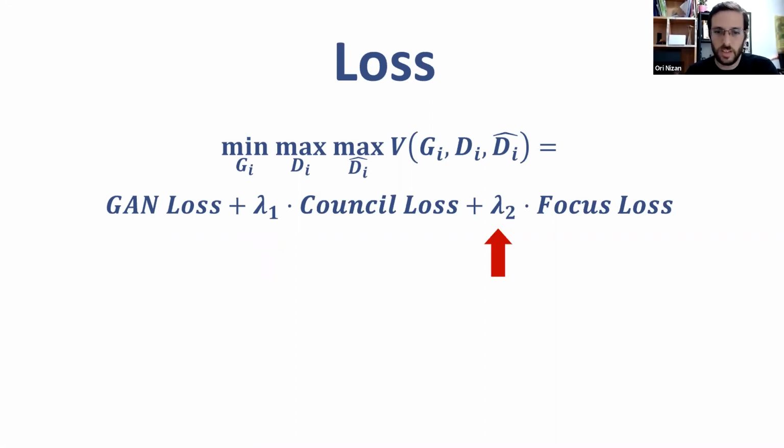Lambda 2 controls the size of the image to be changed. In Selfie-to-anime, for example, it should be set to 0 as all of the image needs to be changed.